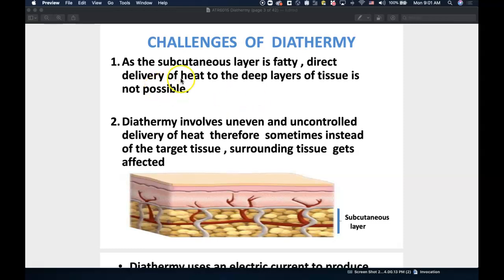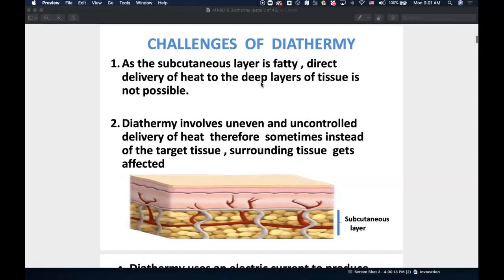So for point number one, as the subcutaneous layer is fatty, direct delivery of heat to the deep tissues is not possible. So think about this. Let me say it this way. Law of Grotthuss-Draper, right? This idea that energy absorbed by one layer is not available to be absorbed by the next layer. That's essentially what I'm saying with point one.